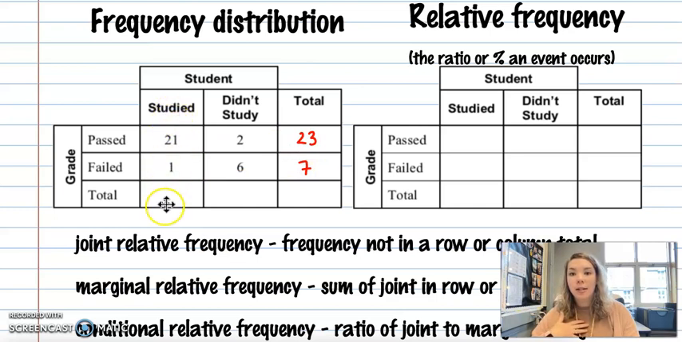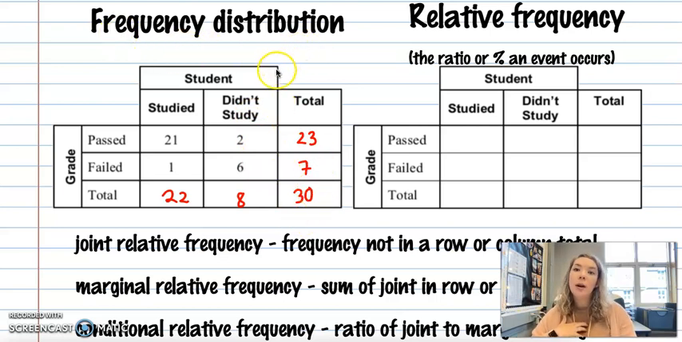Then total that studied would be 22. Total that didn't study would be 8. And then no matter if you add across or down, your grand total of people that were asked is 30. Okay, and when it's just in these whole numbers like this, we call it the frequency distribution.